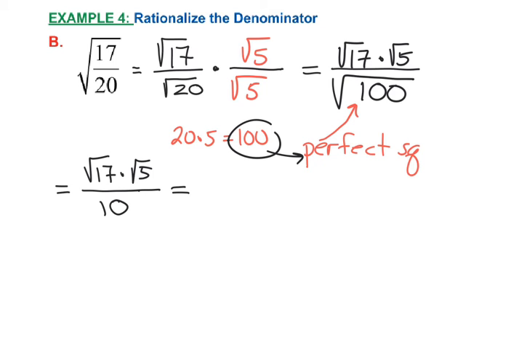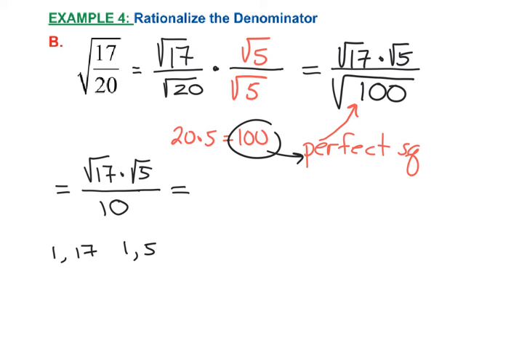So 17, does 17 have any factors that are perfect squares? Well, 17 is a prime number, so its factors are 1 and 17. So no. And does 5 have any factors that are perfect squares? No, because 5 is a prime number, so it's 1 and 5. So neither of those numbers have factors that are perfect squares.